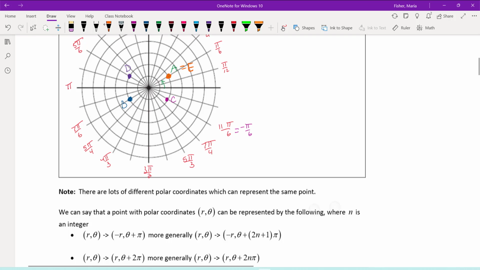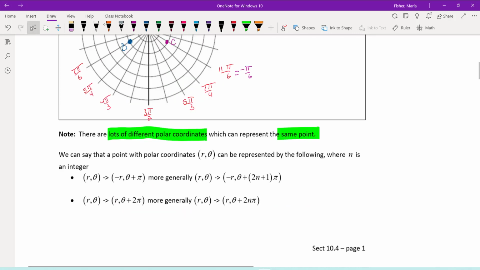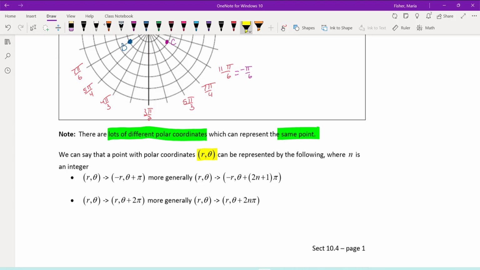Now, notice there's going to be a lot of different polar coordinates that represent the same point. For instance, we could have come up with other points to represent A, like 2, 11 pi over 6. In general, we say that if we have the polar coordinate point r, theta, and we want a new point that represents the same place, if we want r to be the opposite, so go from one sign to another sign, you would add pi units to theta. More generally, you'd add an odd integer multiple of pi.